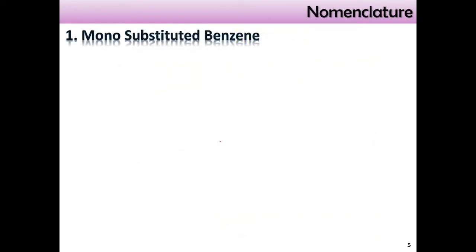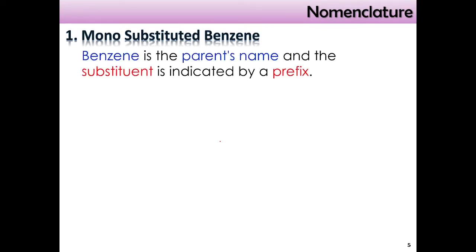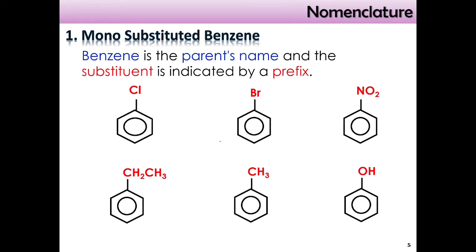Okay, nomenclature. So now we are going to naming. Monosubstituted benzene means benzene with one substituent. So you have a benzene ring, and you have one substituent, which is chlorine. So the name for this compound is chlorobenzene. This is the prefix.